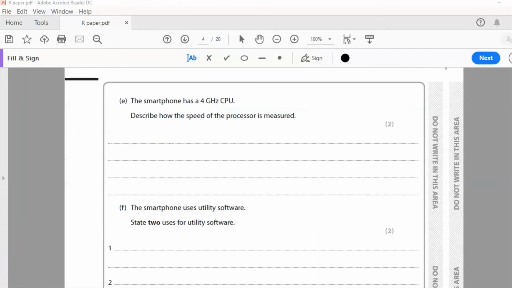Question E. A smartphone has a 4 GHz CPU. Describe how the speed of the processor is measured. CPU is central processing unit, and it is measured in hertz, cycles per second.